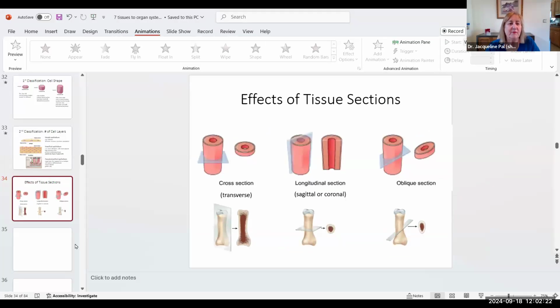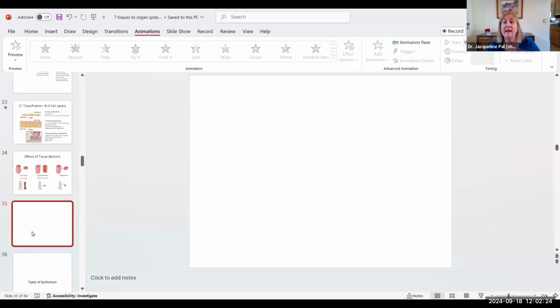All right, that's it for this section. And I will come back and I will show you examples putting the two classifications together, how we get our different types of epithelium. See you shortly as we continue this topic.